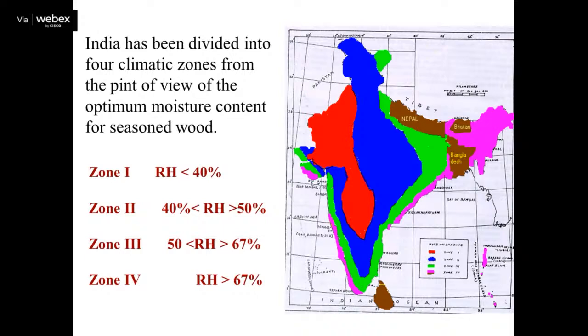So we can see that zone 1 is in the drier area, like Jodhpur, Gujarat, Jaipur; all these are the drier regions. Zones 3 and 4 are the northeastern part of our country, and the middle one is zone 2, where the relative humidity is between 40% to 50%.